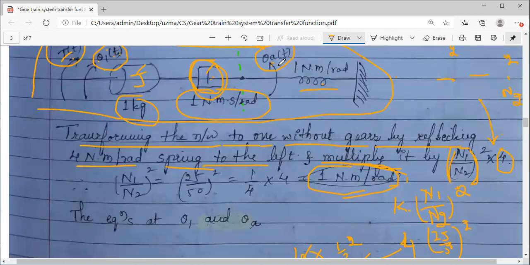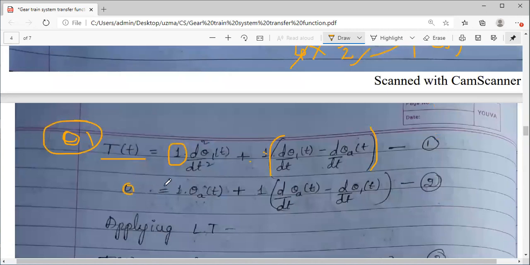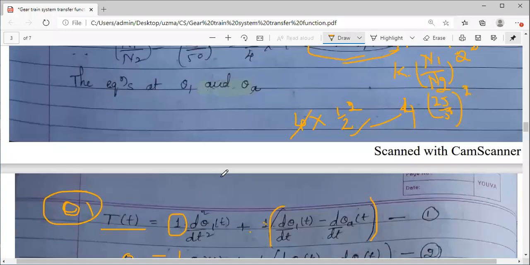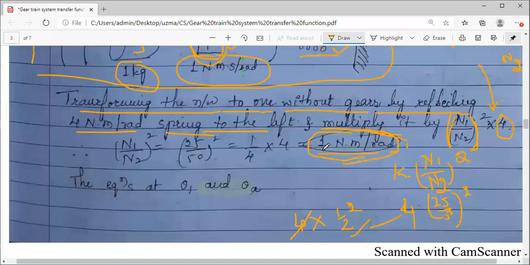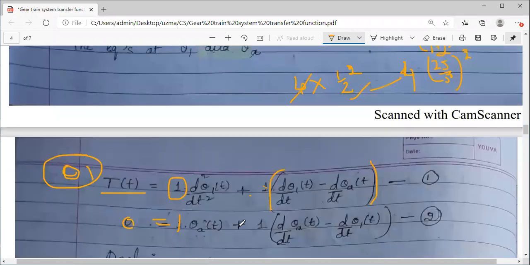Similarly, go for node theta A. Here there will be two elements, K and B. So no applied torque. 0 is equal to spring constant 1 Newton meter, we have calculated, it is 1 Newton meter into theta A, plus there is a viscous friction coefficient B, which is given the value 1, and it is shared. This time it is not 1 minus A, it is A minus 1, because we are writing with respect to theta A this time.